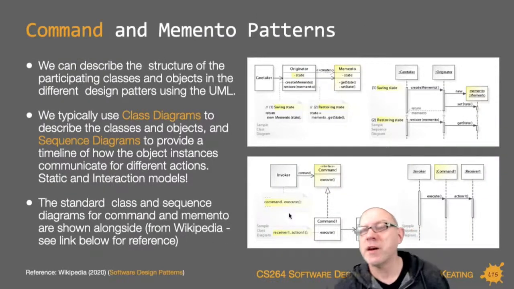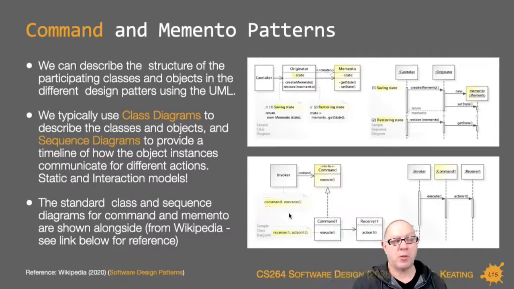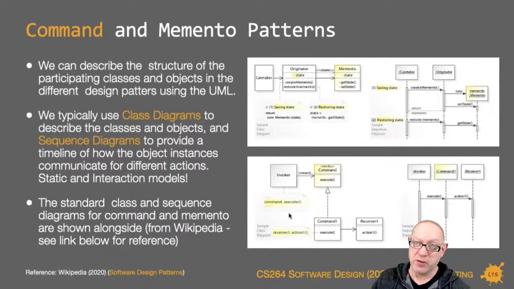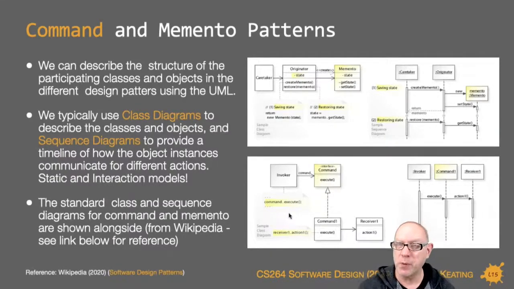So we can describe the structure of all patterns, and I'm choosing Command and Memento as examples here. We'll see more in the next few lectures. I think there are 3 left, and we'll probably just spend some time on creational patterns, structural patterns, and behavioral patterns in the last 3. So there will be different patterns. We may revisit Command and Memento, of course, as well. But we can describe the structure of all of these participating classes and objects using the UML.